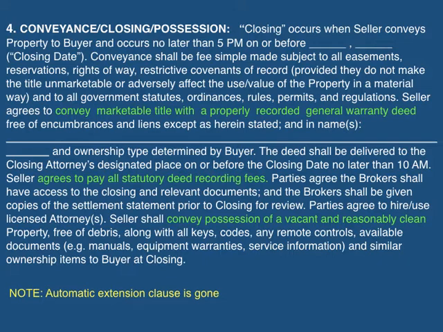Let's go back and talk about this title that the seller is going to give. Agreed to convey a marketable title with a properly recorded general warranty deed. There are different types of deeds out there. So your buyer definitely wants a general warranty deed. That is the best type of deed you can get. Some tax sales will come with limited warranty deeds, some bank sales. Your buyer really wants the recorded general warranty deed.